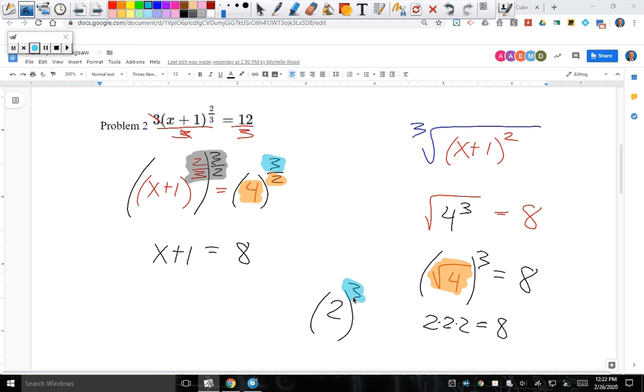Either one will work, but if you do the root first, it'll be a lot easier on you, especially because these will be with no calculator. So guys, what's my answer? 7. 7 plus 1 is 8. The cubed root of 8 is 2. Squared is 4. Times 3 is 12. It worked. Easy so far, right?